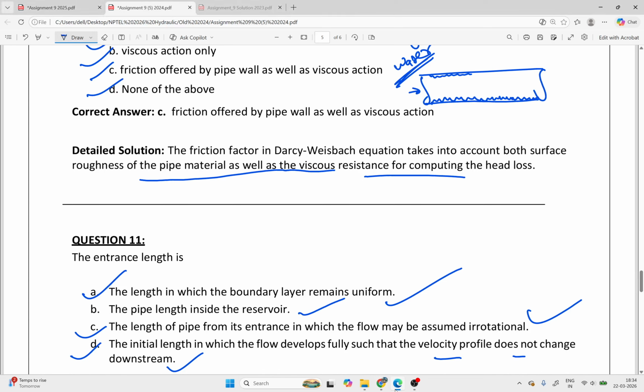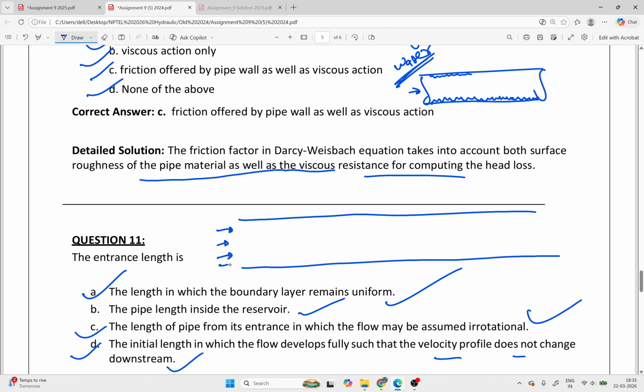How? Let me just explain how it will look. So let us assume this is your pipe, water is flowing. As you know, due to the viscosity of the fluid as well as the roughness of the pipe, the boundary layer will develop like that from wall 1 and wall 2. After reaching a certain distance, the boundary layer will merge, and after that there is no such region.